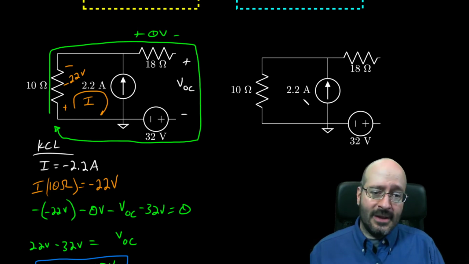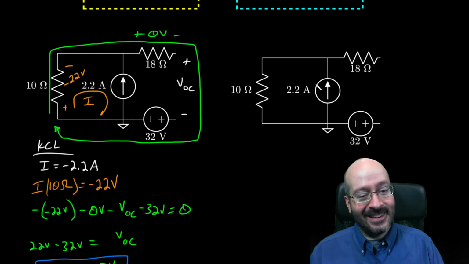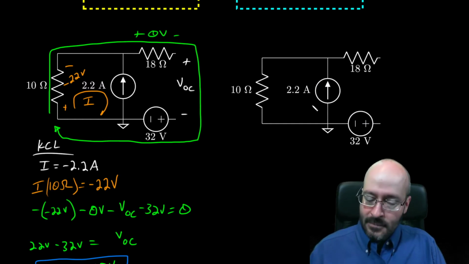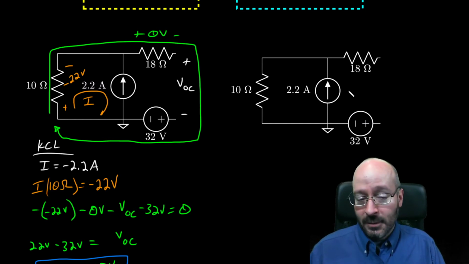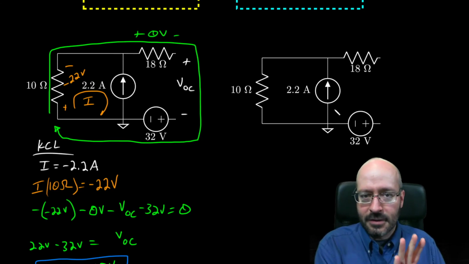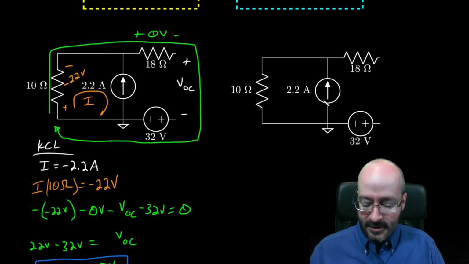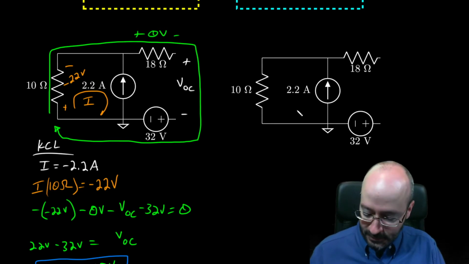And I'm going to use the first method. I'm going to use the first method because it's the quickest and it's the easiest in this case. You can use any method you want on this one. There's no dependent supplies and there are independent supplies. So any of the three methods that I've introduced for finding our Thevenin would be fine. In looking at this, the first one's going to be the fastest.